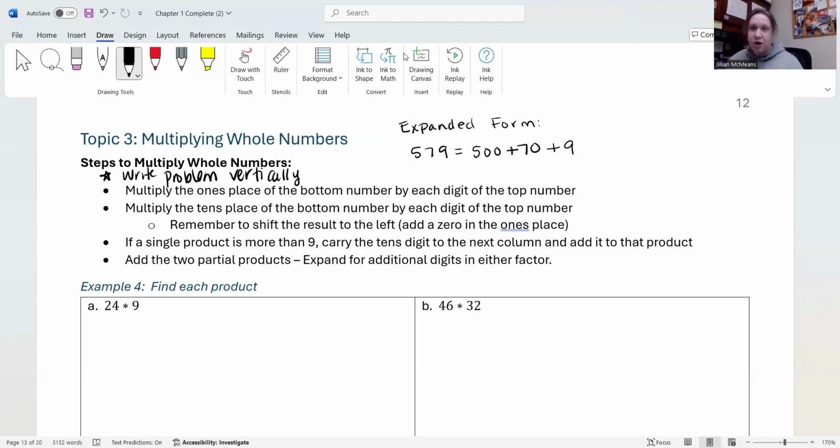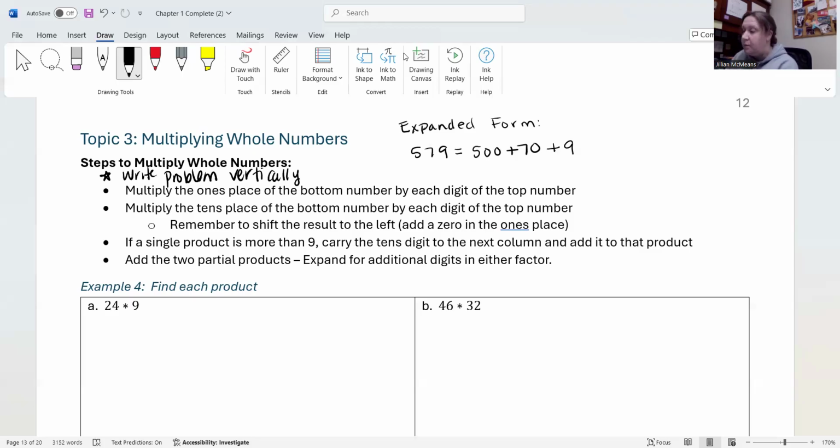Just like with addition and subtraction, we kind of started by writing things vertically. Now, once you do that, these steps, again, they may not totally make sense until you see them in the process, but let's go ahead and read through them. The next step is to multiply the ones place of the bottom number. So once you write it vertically, whatever that second number is, you take the digit in the ones place and multiply it by each digit in the top number. You're then going to come back down to that second number and you're going to multiply the digit in the tens place by every digit in the top number.